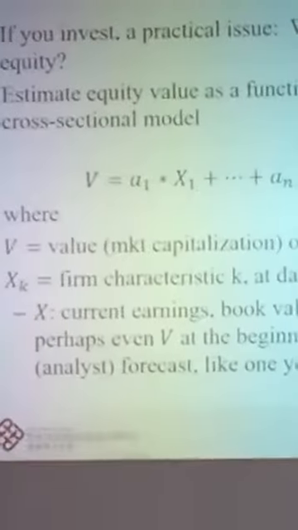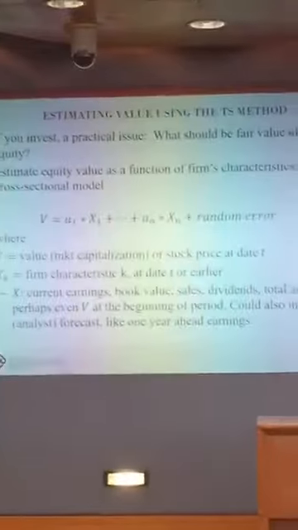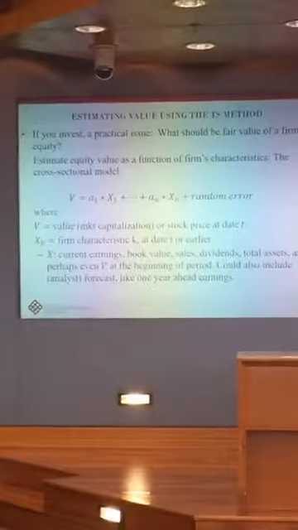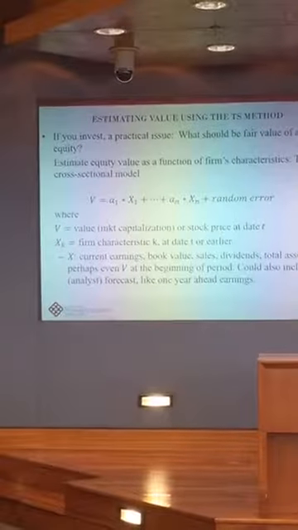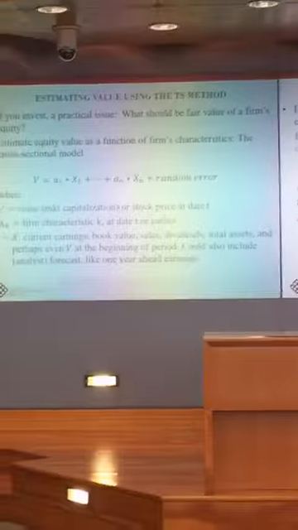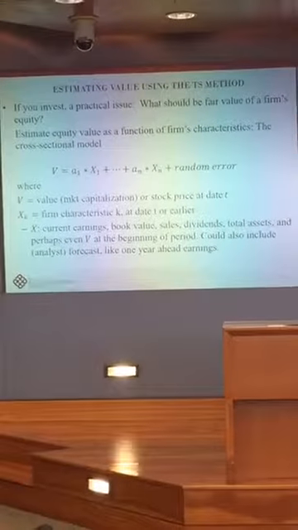So we would expect here that the characteristics are current earnings, book value, sales, dividends, total assets, and perhaps even V at the beginning of the period. It's a dollar amount, and we could also include analyst forecasts. So it's a fairly freewheeling environment.